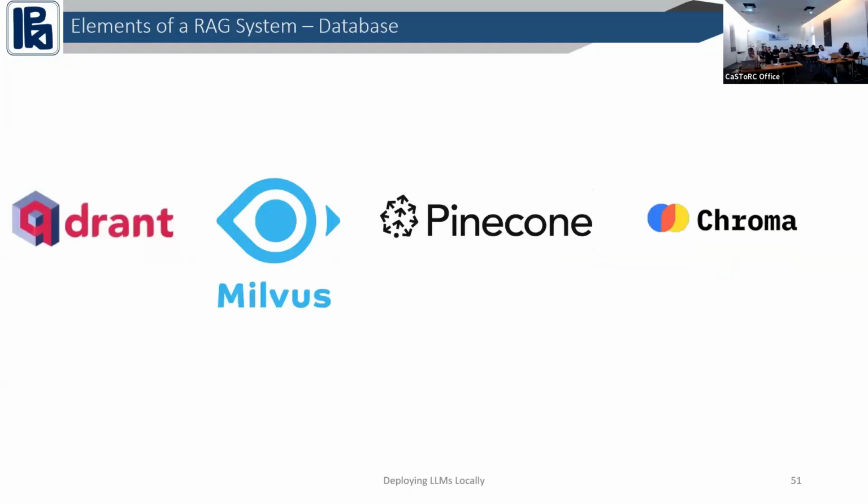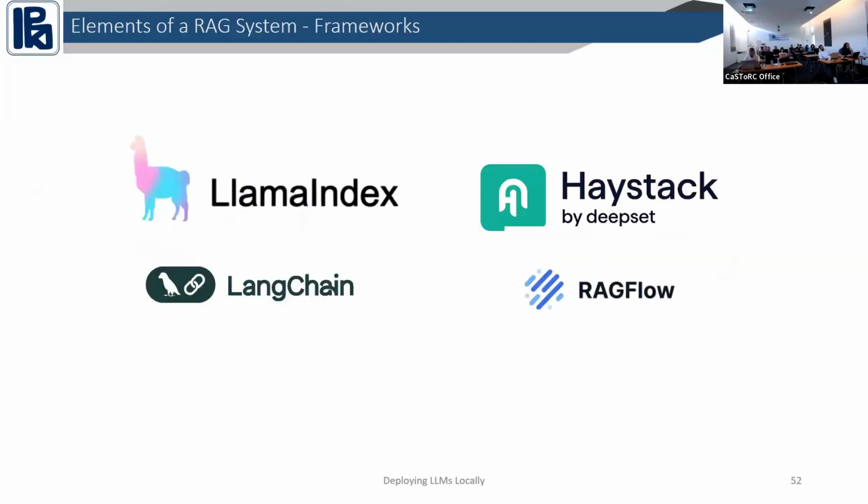And there are different databases that you can use. We've experimented a lot with Milvus, but there's also Pinecone, Chroma, and Drant. And then some frameworks that you can use for building your own RAGs. You can use LlamaIndex, LangChain, RAGFlow. And today we'll be using CaSToRC in the final hands-on section.